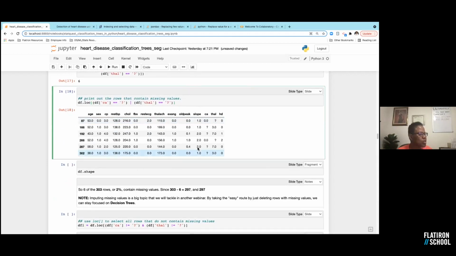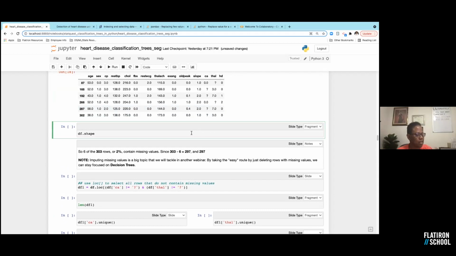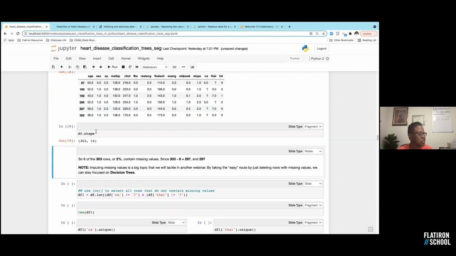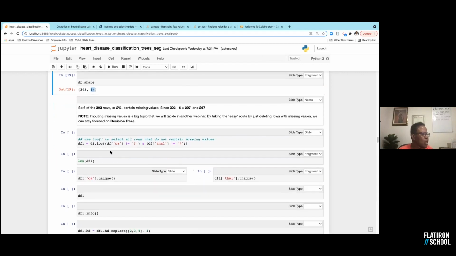So we're going to delete that. This was where I looked at, this is an attribute of the data frame that lets us know how many rows, and here's how many columns, and this is where I did the calculation about the 2%. So now we are going to essentially get rid of those missing values, as it were.